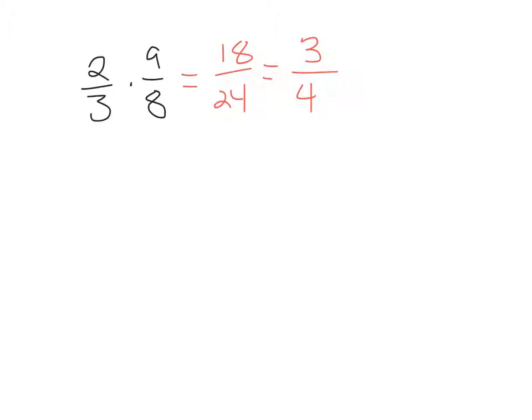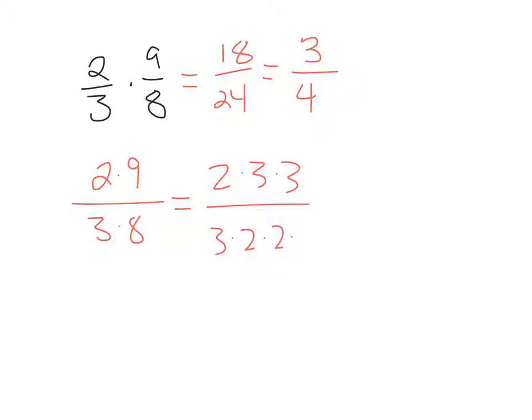You can actually do your reducing earlier in the problem, because when you're multiplying this problem, it's really just 2 times 9 over 3 times 8. And so if you want to think about it the long way, you could say, well, it's 2 times 3 times 3, and 3 times 2 times 2 times 2. And then you're just canceling the 2's and then the 3's, and you're left with 3 over 2 times 2, which is 4.